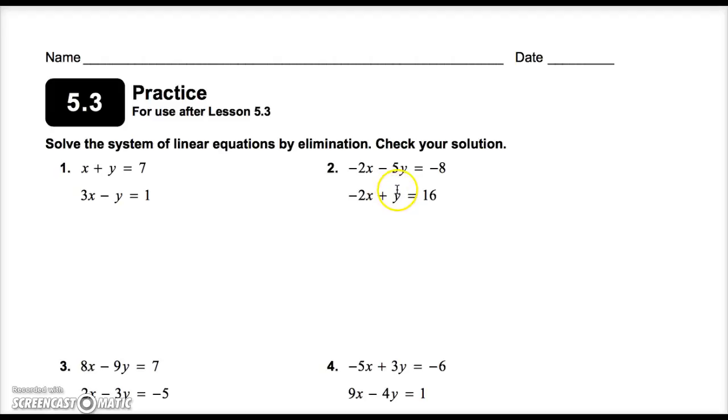So what we need to do is change one of these equations, or both, to create an opposite. Okay, so let's think about this. If we look at the y's, I have negative 5y. The opposite of a negative 5y would be a positive 5y. So if I could change this second equation so that this had a plus 5y, then I would get those to cancel out.